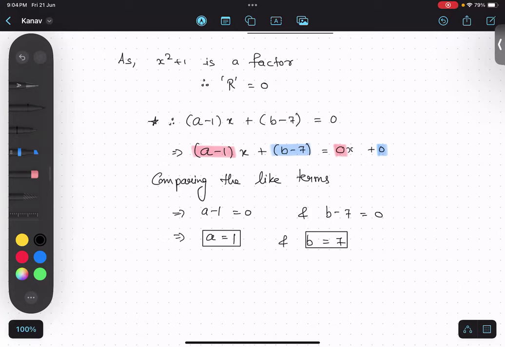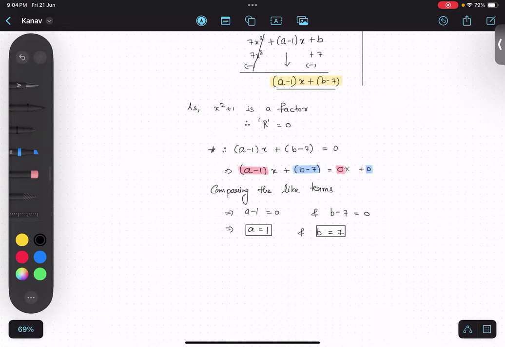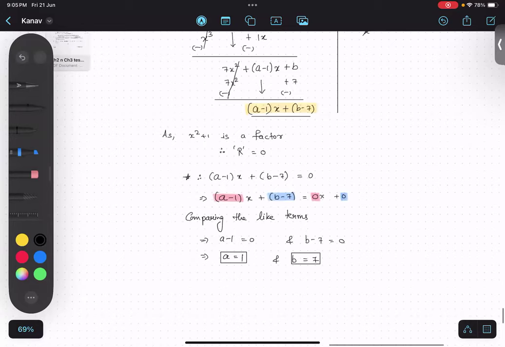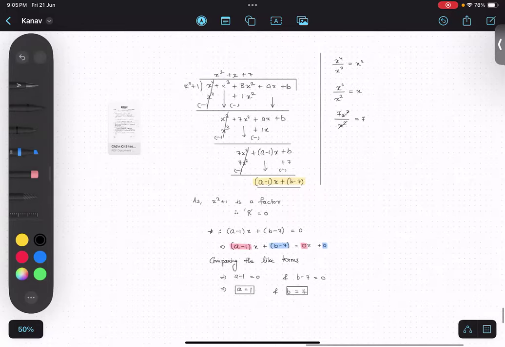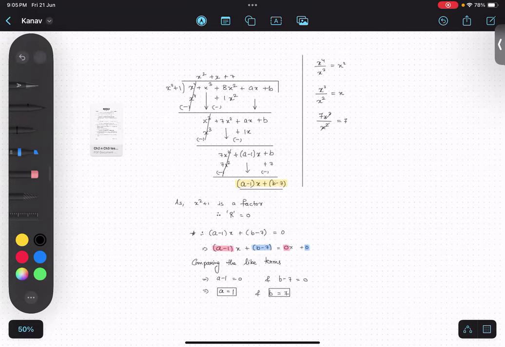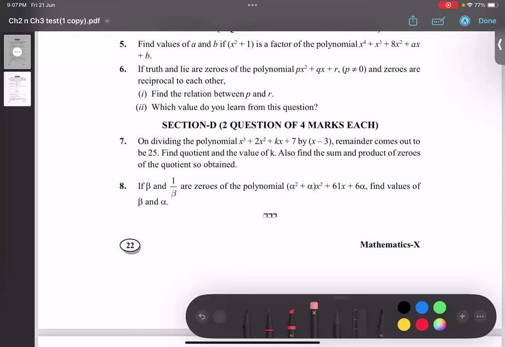This is a very, very important question. This kind of question you will find in your final exams. This is even important for grade 9th also. In 9th grade also it comes. So 6th question, language is a little bit odd, but the questions are very simple.